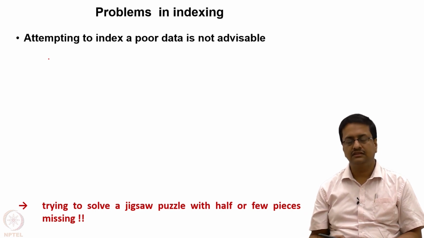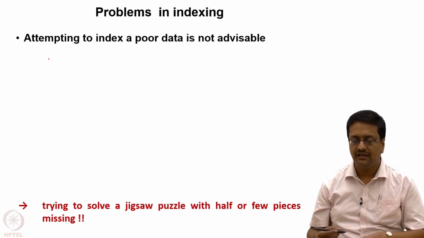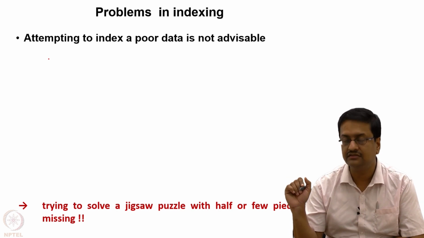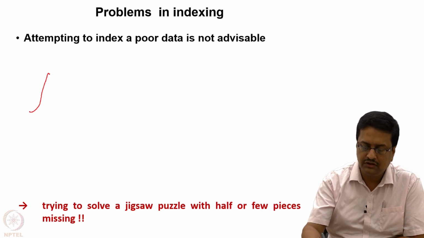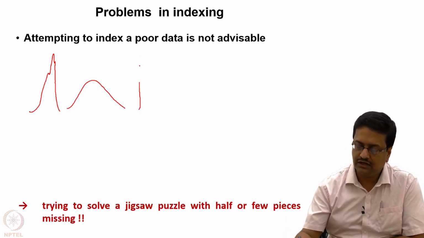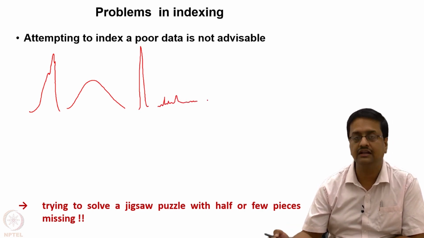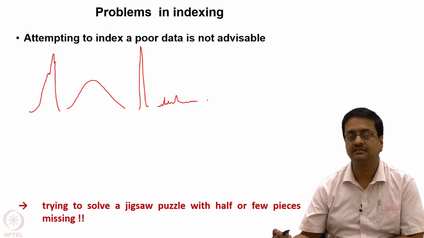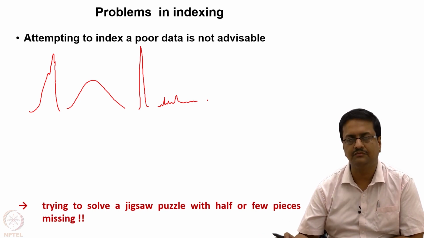So, as you know, for indexing you need a large number of well-defined peaks. Attempting to index poor data is not advisable. What do we mean by poor data? It is nothing but data containing a large number of this kind of peaks, or the peaks are very broad, or you have one peak very large and the other peaks are extremely small and disappearing in the background. If you have some such kind of powder data, there is no point in trying to index those diffraction patterns.